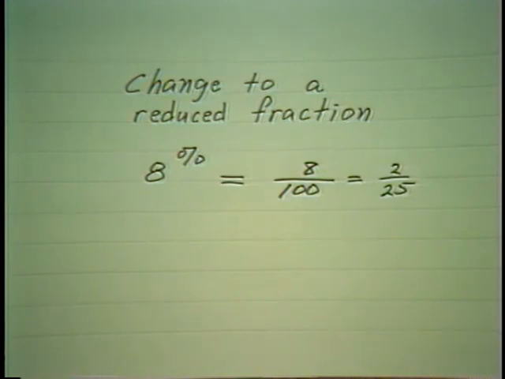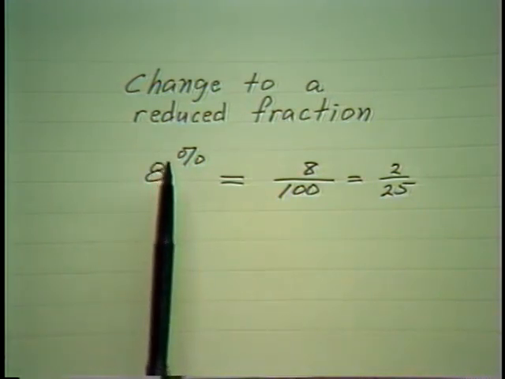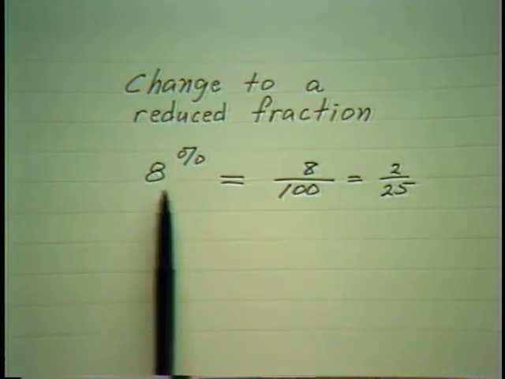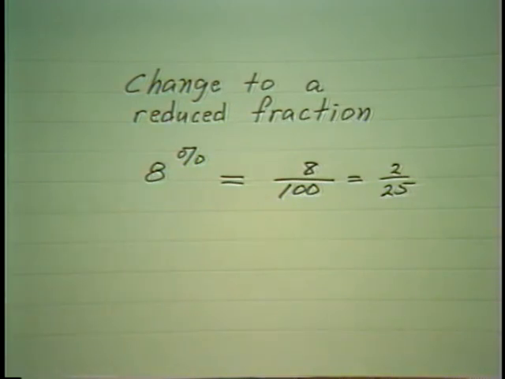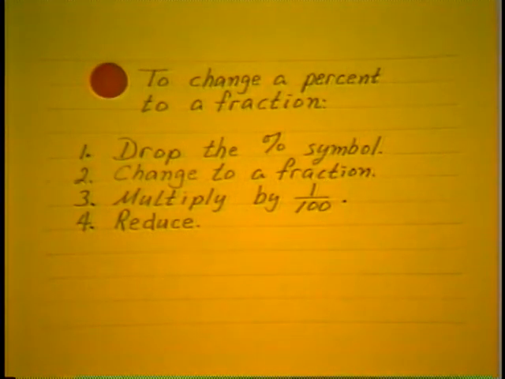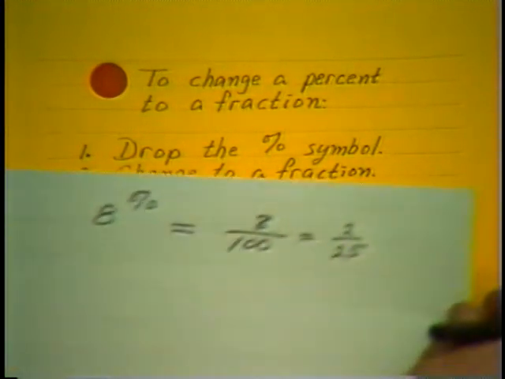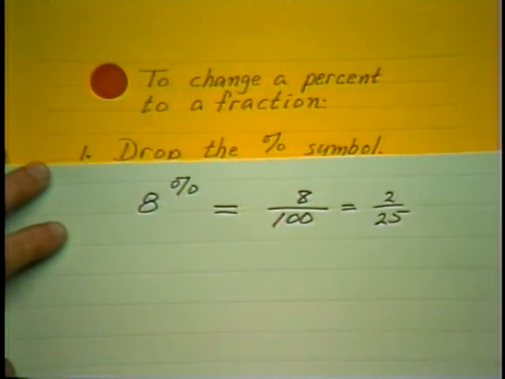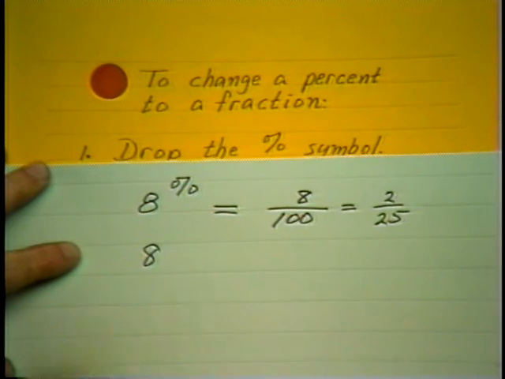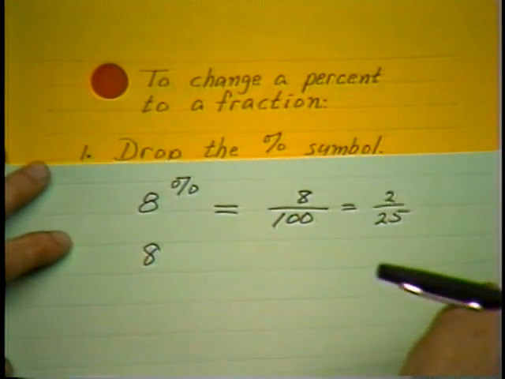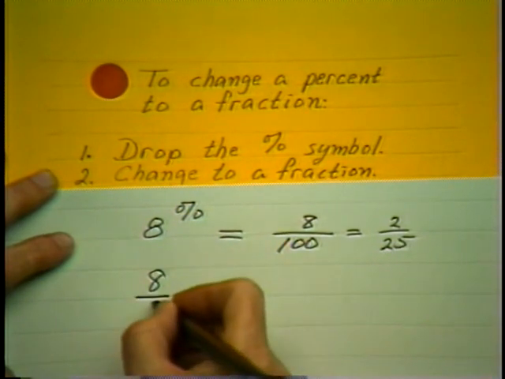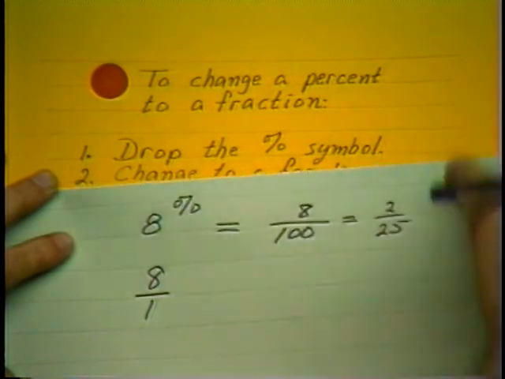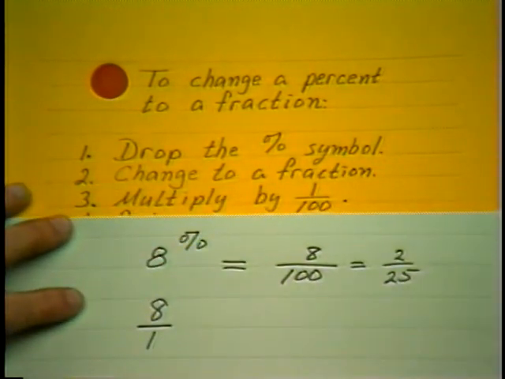Now sometimes it's not quite that simple because you'll have decimals and fractions tied up in this part right here as well as a whole number. So in that case, perhaps it's better if we say this in a rather cut and dried rule. To change a percent to a fraction, first drop the percent symbol. So redoing this problem, if we dropped the percent symbol, I would have simply 8. Then change to a fraction. 8 as a fraction would be 8 over 1. Then third, multiply by 100th.